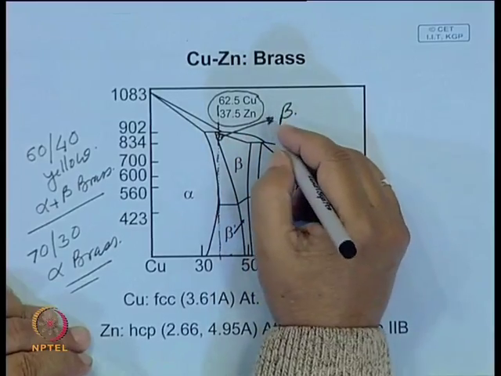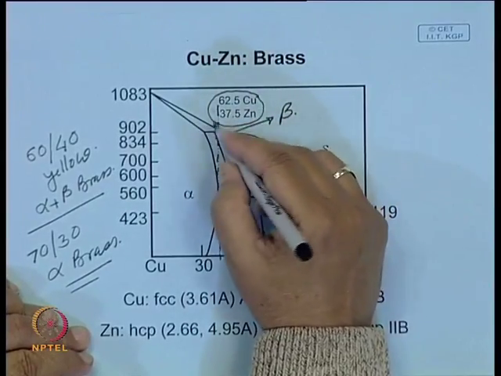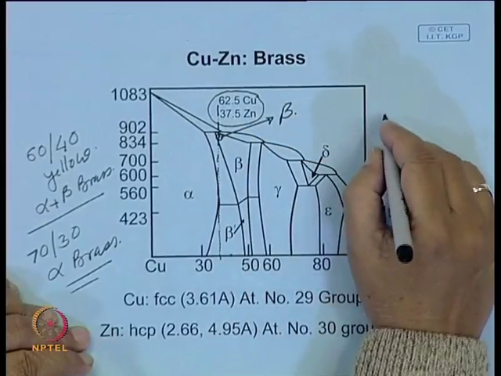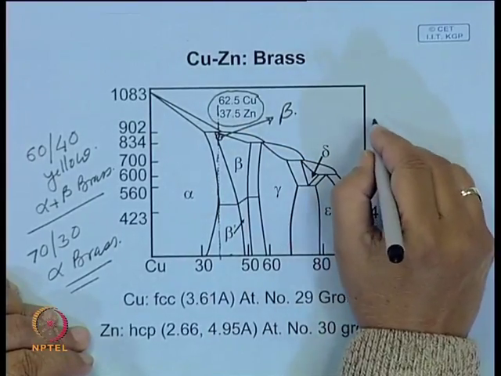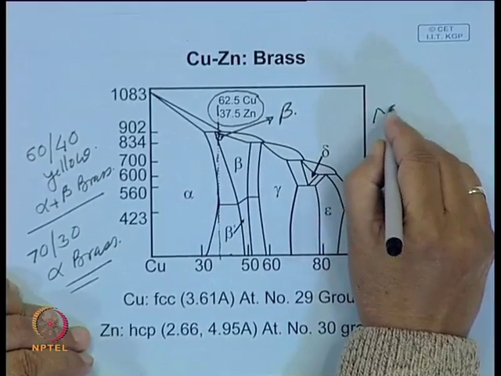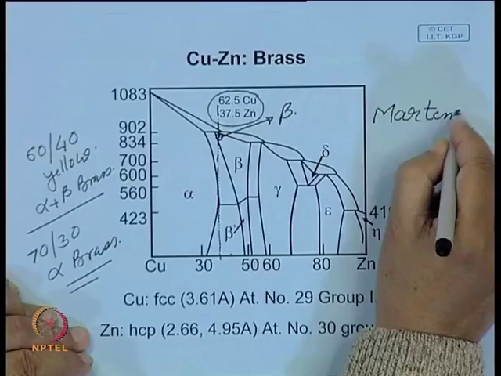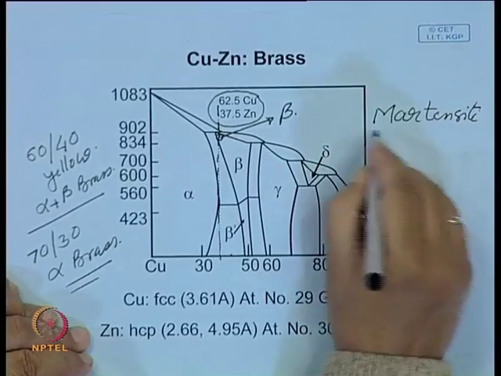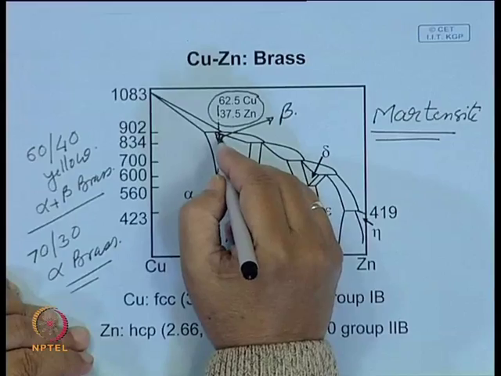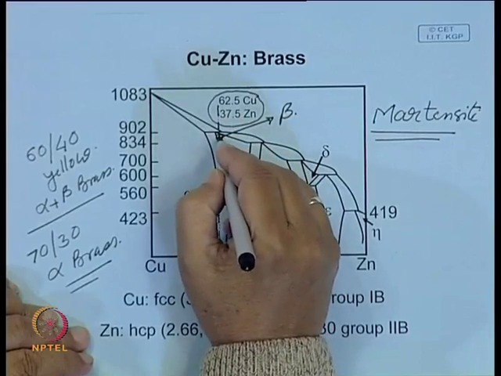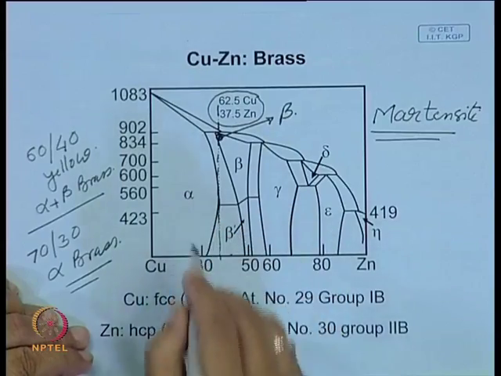This may not have commercial importance, but this is an alloy where you have a transformation. When we talked about the TTT diagram, time temperature transformation diagram, we talked about a phase called martensite, which forms without diffusion. So, here also you have a similar kind of transformation if you heat this alloy to this range where it is totally beta and then quench.